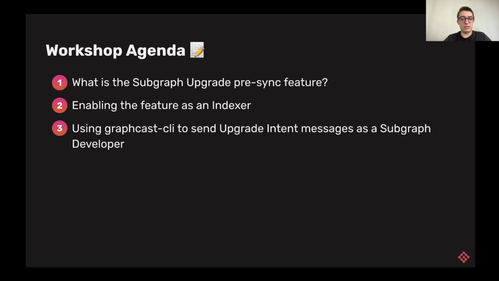Now, what exactly are we going to be talking about? First, we'll say a few words on what the Subgraph Upgrade Presync feature is, and then how you can enable it as an indexer running Subgraph Radio. And last but not least, how you can utilize the GraphCast CLI to send upgrade intent messages as a Subgraph developer to let indexers know that you plan on releasing a new version of your Subgraph.